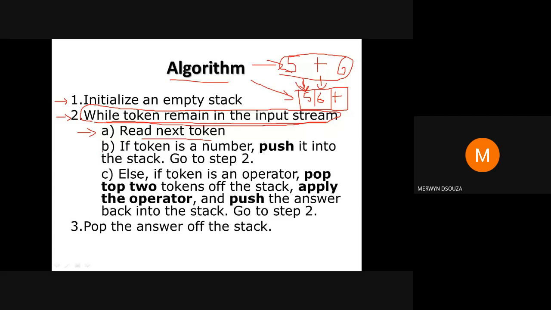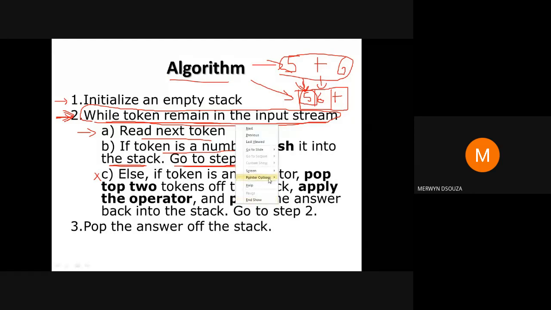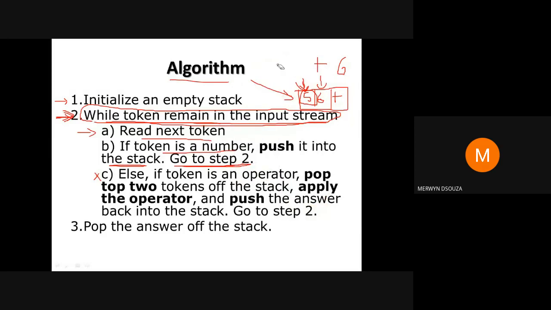Step 2b says, if the token is a number, you push it onto the stack. After pushing it on the stack, it says go to step 2, so you are not going to do the later steps. Step 2 means you will come back here and check whether more input is remaining. You have just read 5, and the remaining two are 6 and plus.